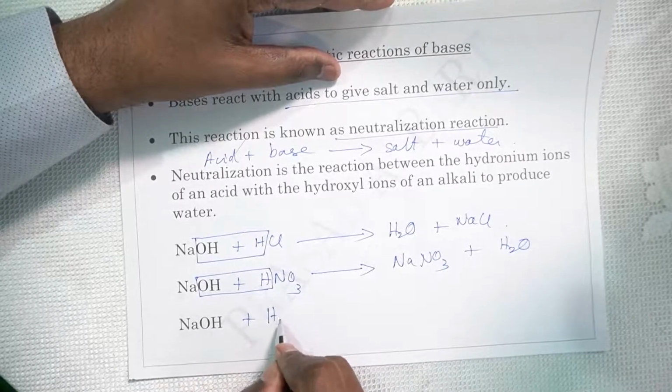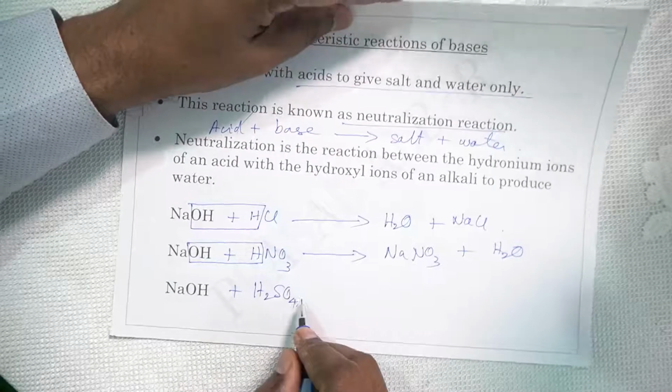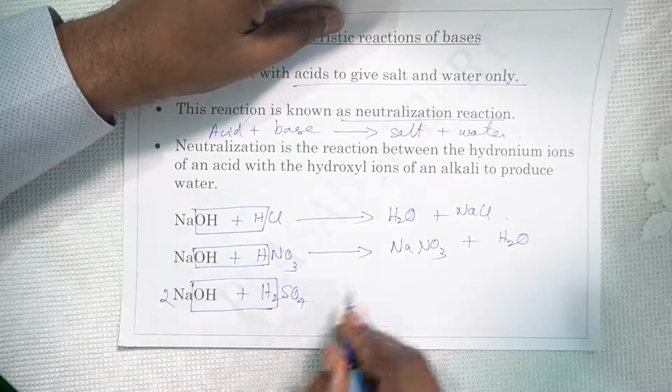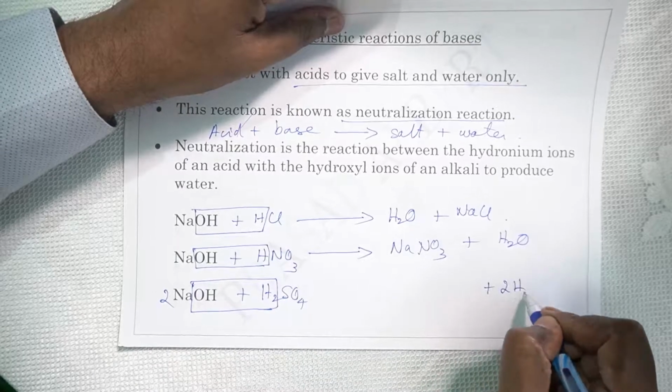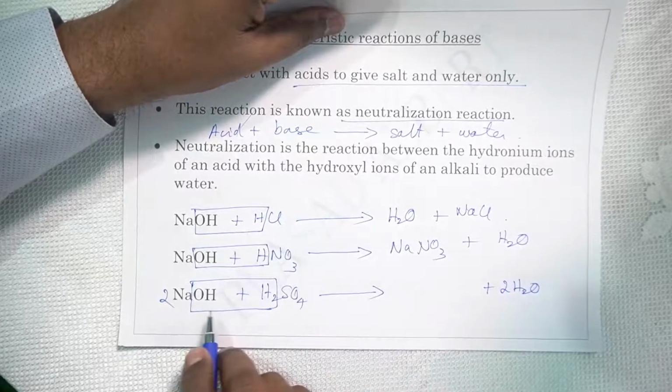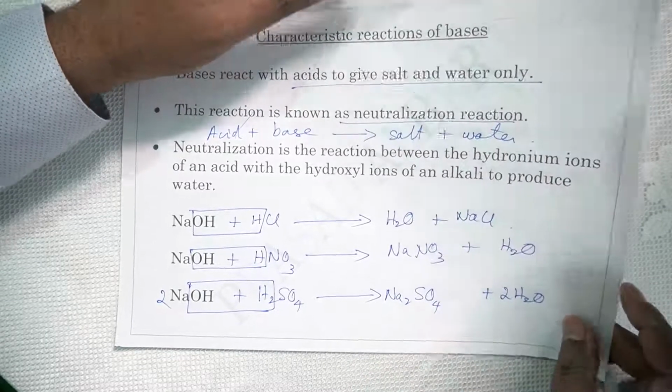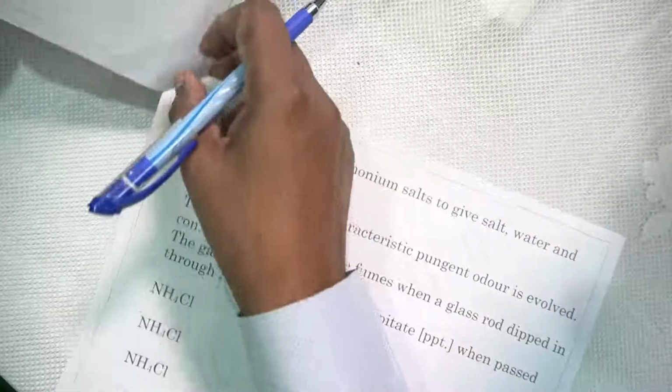If you take sulfuric acid, it's a dibasic acid, so you need 2 NaOH. So that will give you 2 OH. So you get 2H2O. Yes. And the remaining is Na2SO4. So this is neutralization reaction.